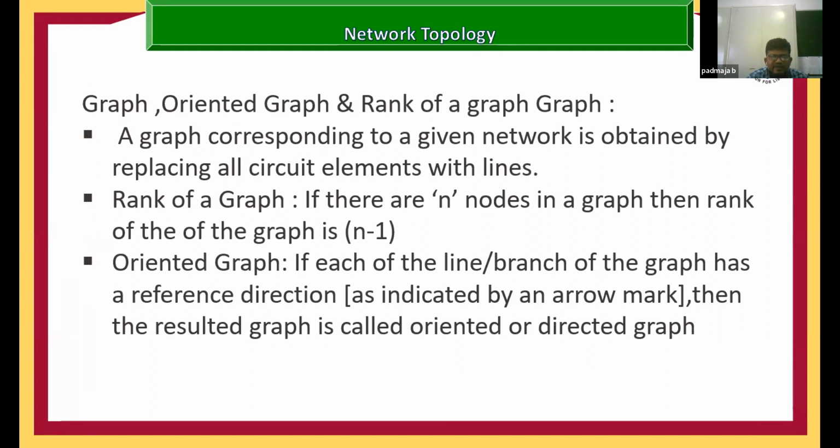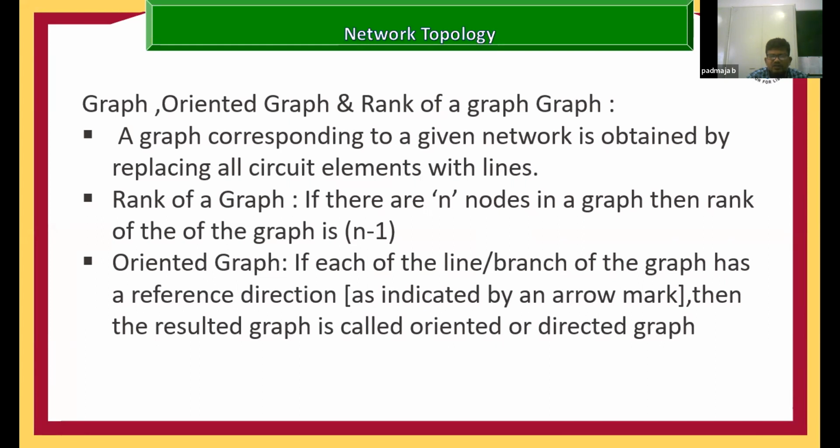So first of all, what is meant by a graph? A graph corresponding to a given network is obtained by replacing all circuit elements with lines. Understood? If a resistor is there, simply draw a straight line instead of that resistor. If any inductor is there, replace that inductor with a straight line. So this is the representation of a graph. Next, we will discuss examples. Next, the rank of the graph. What is meant by rank of the graph? If there are n nodes in a graph, then the rank of the graph is given as n minus 1. This is the rank of the graph.